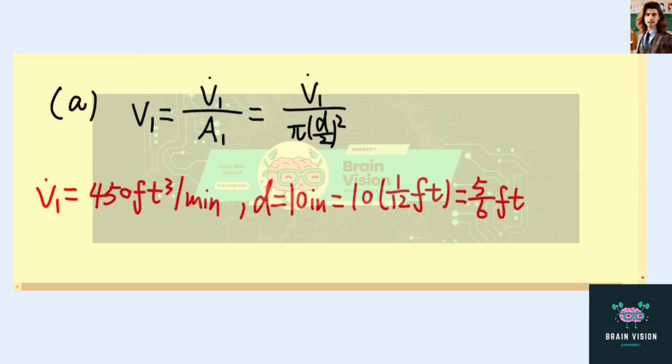Okay, so we know the inlet velocity can be equal to the inlet volume flow rate divided by the inlet area, which can be expressed as V1 dot over pi times d over 2 squared. So d here is the diameter, which is 10 inches. If we convert to feet, it's about 5 over 6 foot, since we know 1 foot is 12 inches, and the volume flow rate is given as 450 feet to the power of 3 per minute.